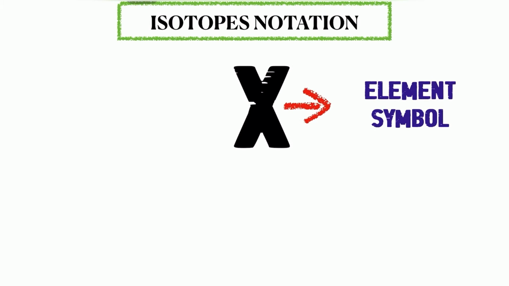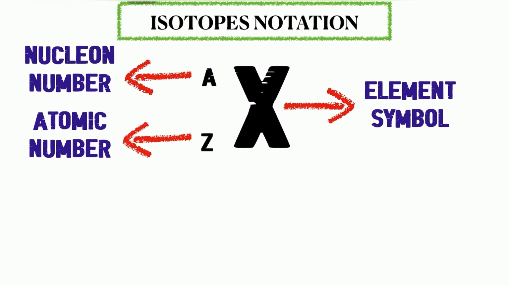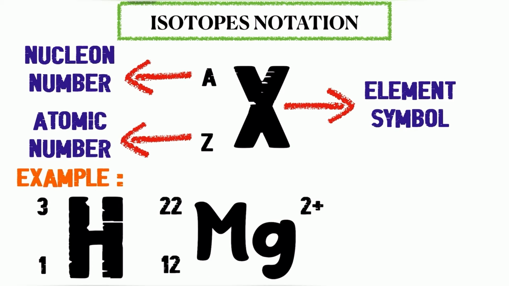Isotope notations. How to write the isotope notations? Isotope notation refers to the symbol. It must have the element symbol together with the nucleon number and atomic number. Example: isotope notation for hydrogen, isotope notation for the cation, magnesium 2+, and isotope notation for the anion, oxygen 2-.